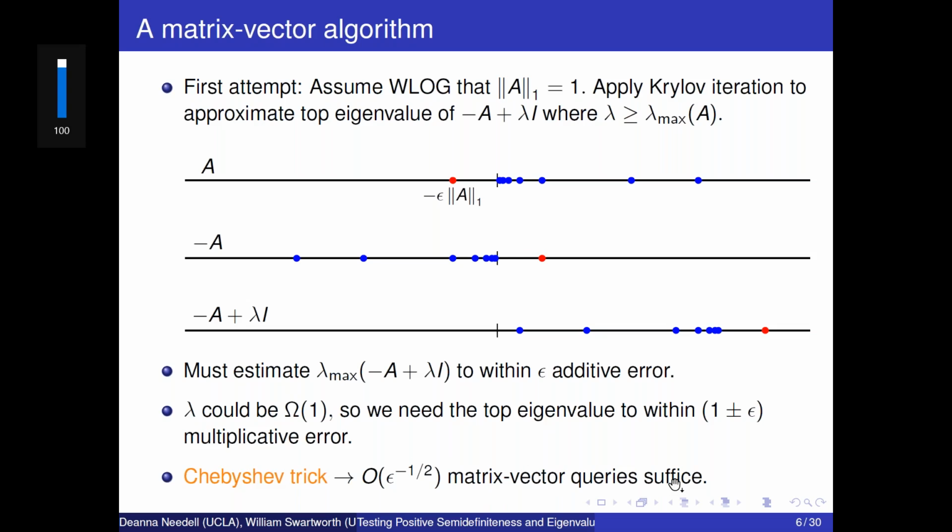You might be more familiar with the power method, which just iteratively multiplies and tries to raise the largest eigenvalue to a certain power. That would take 1 over epsilon matrix vector products. And this is going to do better, 1 over root epsilon, which is significant if your accuracy epsilon is small.